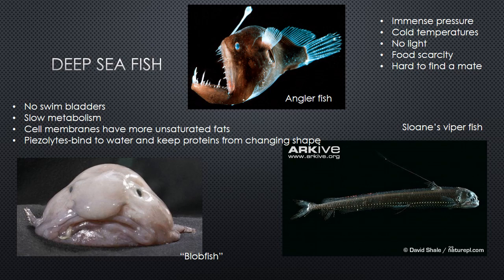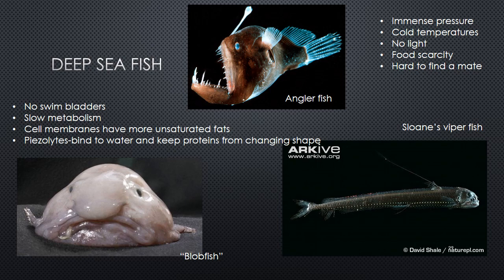So, very unique features. Some of the environmental factors that these fish deal with that other fish do not are the immense pressure from a whole water column on top of them, the cold temperatures, the lack of light, food scarcity, and difficulty in finding a mate. So for that reason, deep sea fish have unique adaptations to their environment.